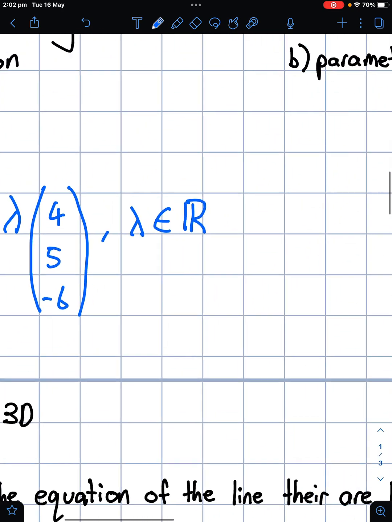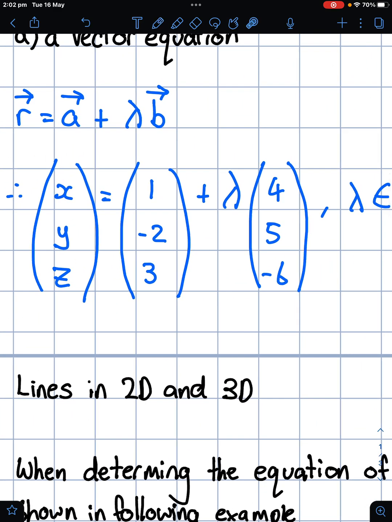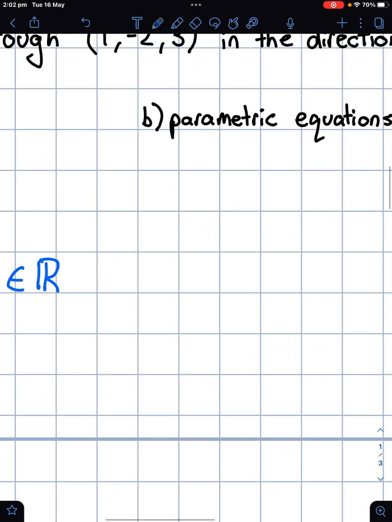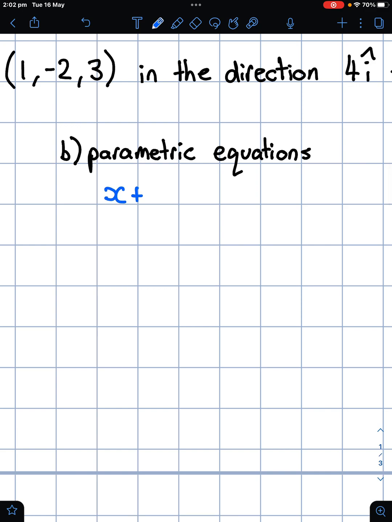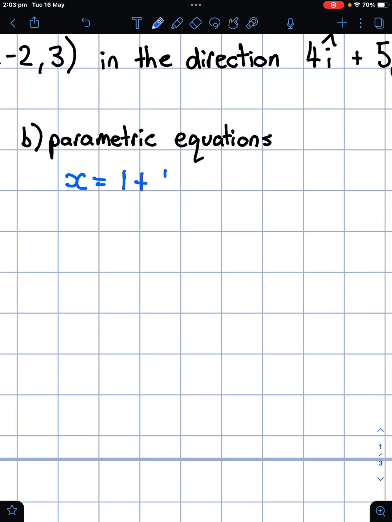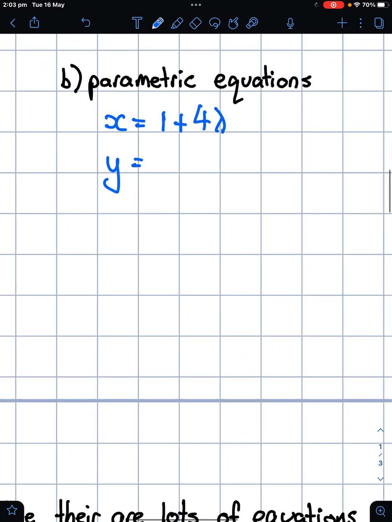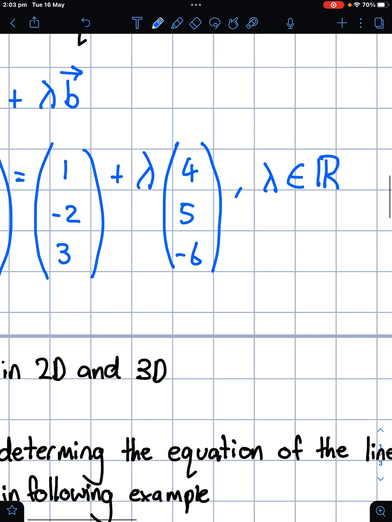Now the parametric equations for this mean we break up each individual component. So we're going to have x equals 1 plus 4 lambda, y equals -2 plus 5 lambda, and z here equals 3 take 6 lambda.